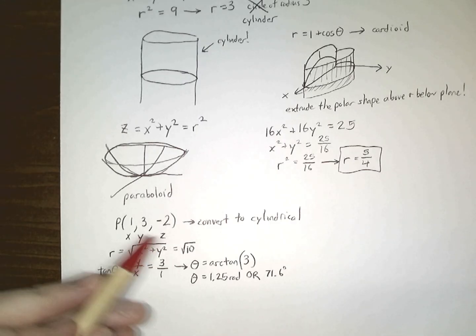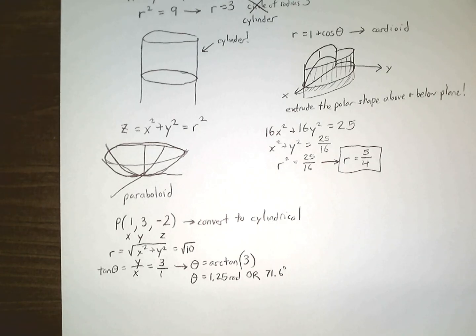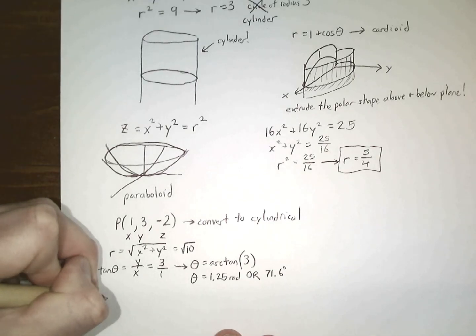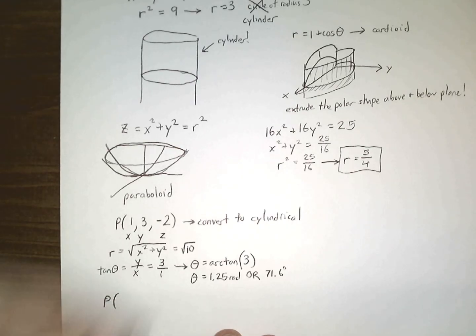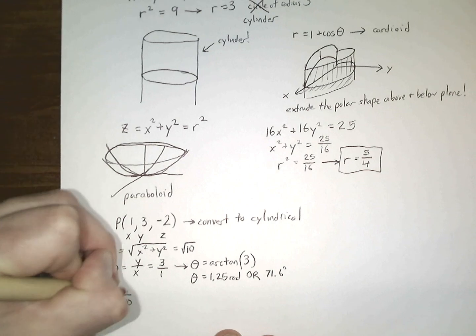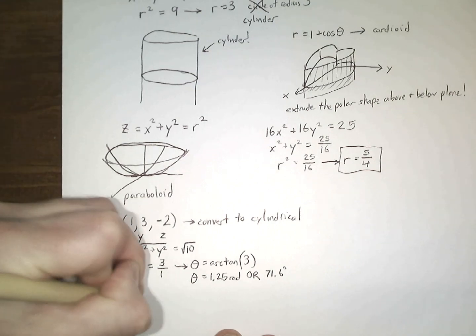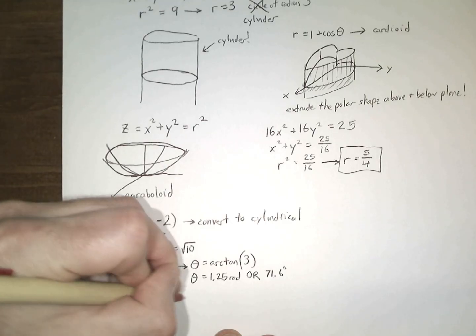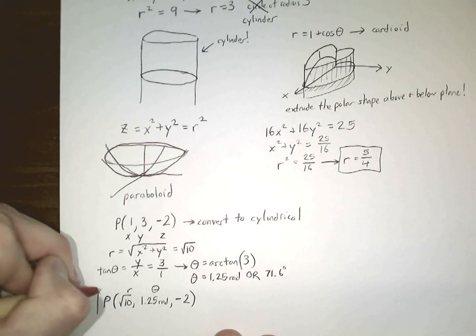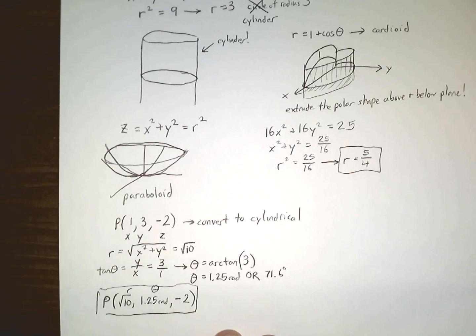So we've got 2 coordinates. We've got r, we've got theta. Now we've got the really hard one. We've got to get z. And look, z is -2. It stays -2 in cylindrical as well. So we're done. This point P in cylindrical coordinates is going to be written as root 10 for r, 1.25 radians for theta, and then z is just the -2 we were given in the beginning. So that is our point there.